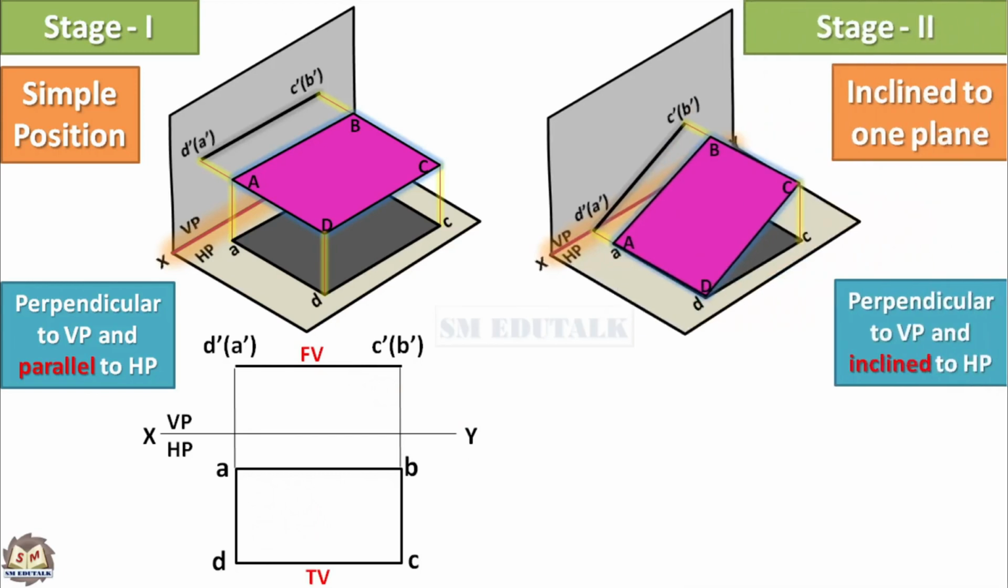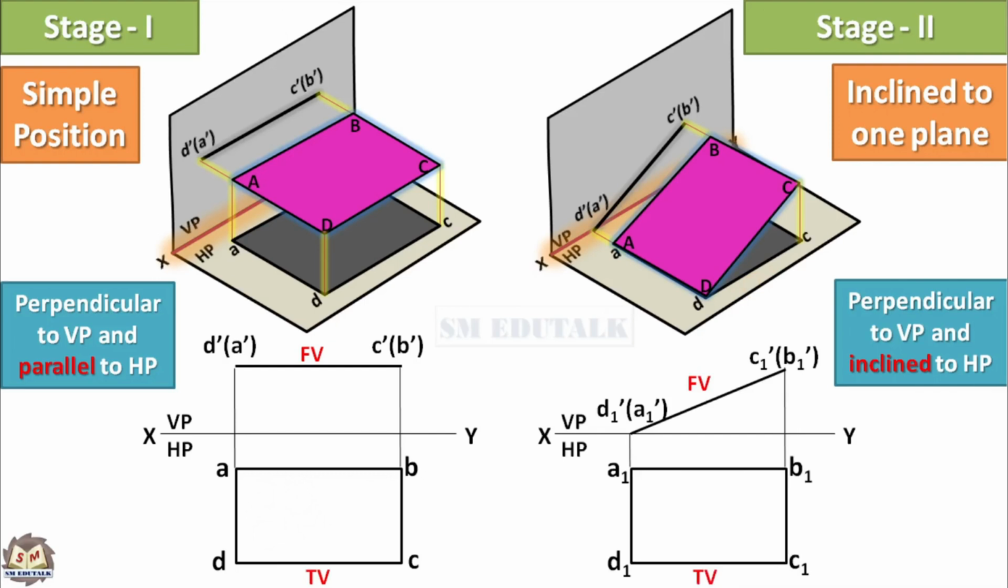Next, stage 2. Here, the rectangular plate should be rotated to touch the HP by its shorter side and kept at a surface angle of 30 degrees. You will get its front view as an inclined line and top view as a reduced rectangle. While drawing this in the drawing sheet, the same stage 1 front view should be drawn in the stage 2 front view at an angle of 30 degrees with respect to the XY line. After that, the top view should be drawn as a rectangle.